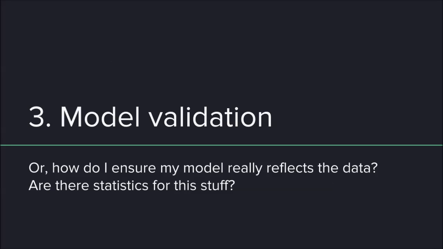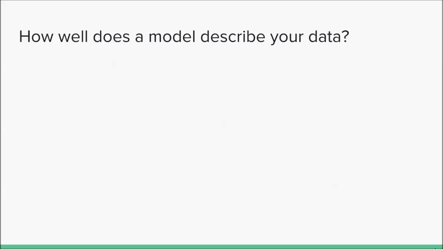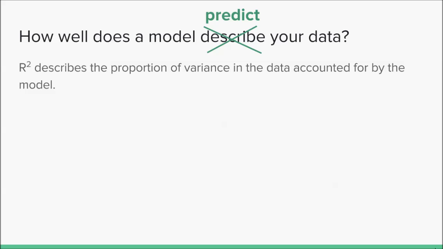And you might ask, are there statistics for this kind of stuff? Sort of. You have to think of it in a slightly different way. And so we're going to talk about some of those things in the next few minutes. So essentially, the first question that most people want to ask is, how well does my model describe my data? And what they really should be thinking is, how well does a model predict my data? So describing and predicting are slightly different concepts.